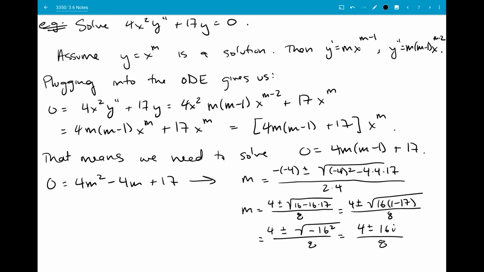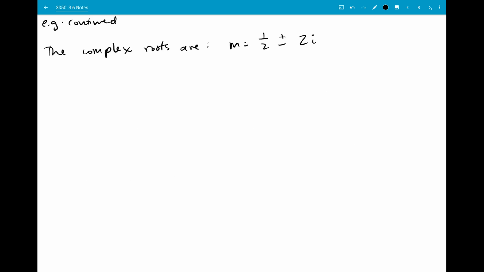I hope I didn't go through anything too quick when I was making that arithmetic work. 16 times 1 minus 17 is 16 times minus 16. So minus 16 squared cancels out with the square root and creates an imaginary number. So those are our roots. And we always break our imaginary roots into their real and imaginary parts. So for us, that real part alpha is a half, and that imaginary part beta is 2.